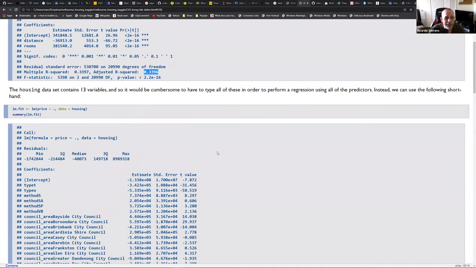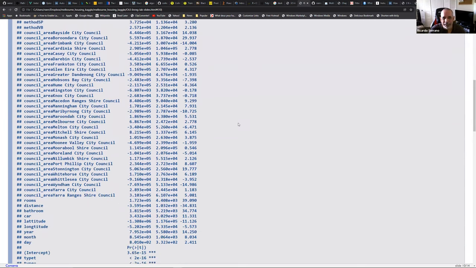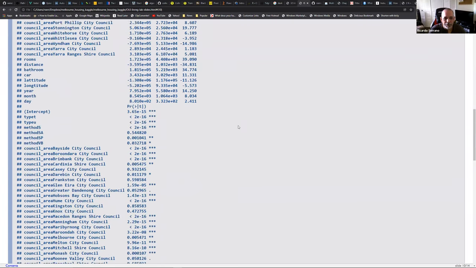Then if you want to get more adventurous, you can add all the features to the model. This set contains 13 variables, 13 features, and you can add them just with a dot. Just put price, the wiggly sign, and then the dot, and you will add all the features there. And this is a summary of all the features.